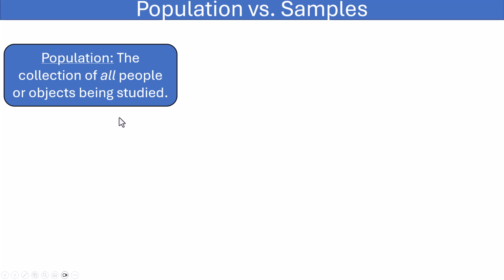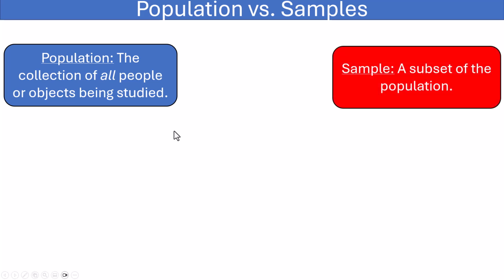We're going to choose a group of individuals that we would like to study, and we're going to let the population include all of the people or objects in that group. So an example could be all students from Grand Valley State University. That could be an example of a population.